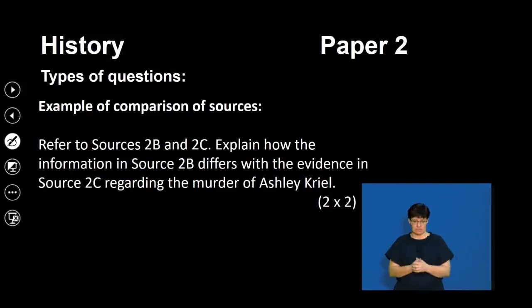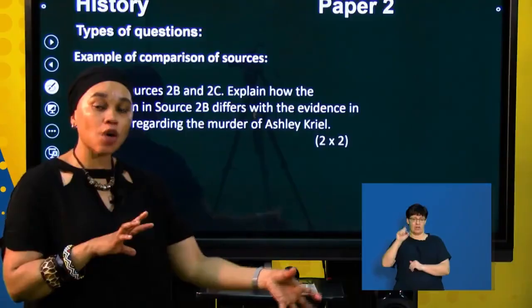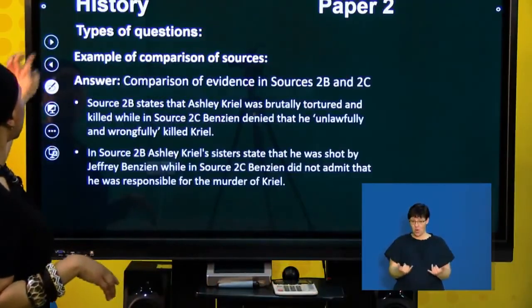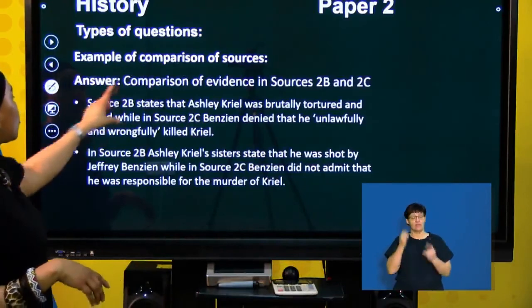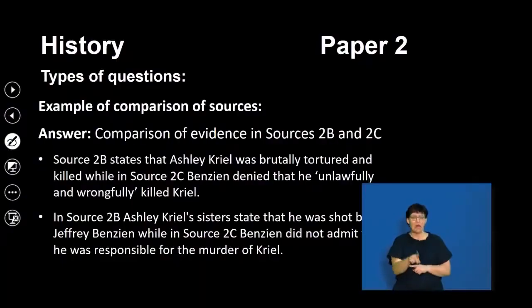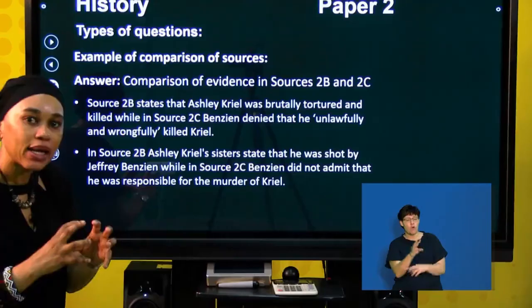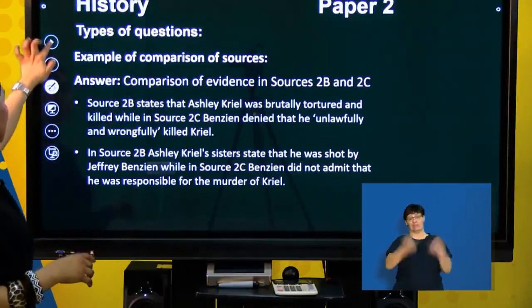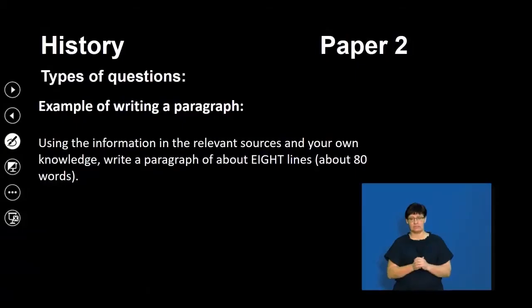Okay, now here, there's another question. Explain how the information in source 2b differs with the evidence in source 2c regarding the murder of Ashley Krill. Remember, we were looking at comparing. We are now looking at the differences. So again, here, you will be looking for the things that are similar. I'm not going to read all the answers here, but this is just to show you that when you're comparing, please make sure that you are looking for things that are similar. Don't start looking for differences there. That is very important.